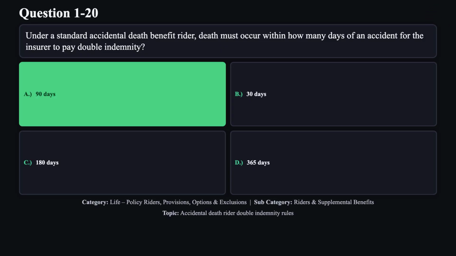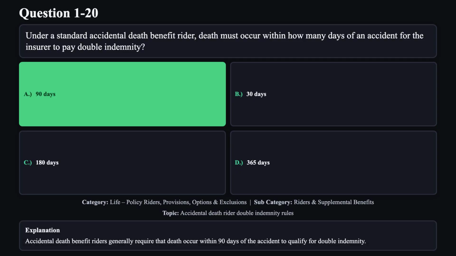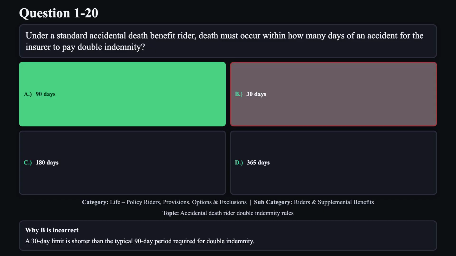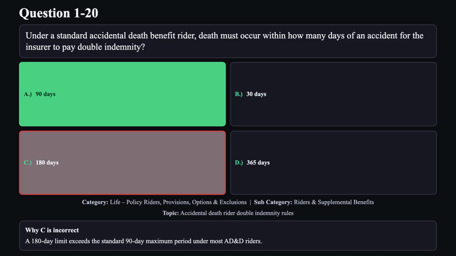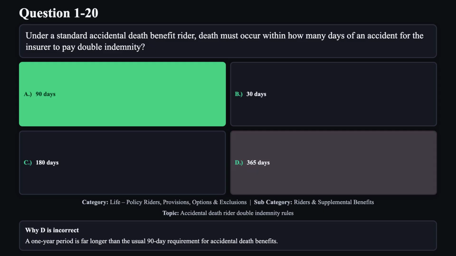The correct answer is A. Accidental death benefit riders generally require that death occur within 90 days of the accident to qualify for double indemnity. Reason B is not correct. A 30-day limit is shorter than the typical 90-day period required for double indemnity. Reason C is not correct. A 180-day limit exceeds the standard 90-day maximum period under most AD&D riders. Reason D is not correct. A 1-year period is far longer than the usual 90-day requirement for accidental death benefits.